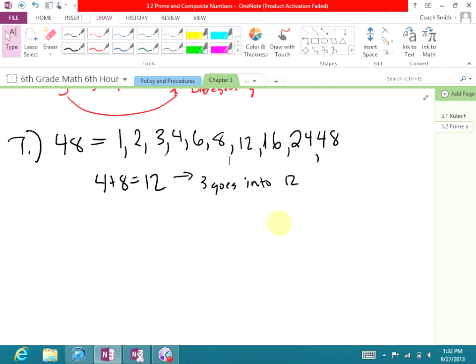Okay, I want you to do this one on your own. Number 8 is 51. I want to know all the factors of 51. Go through your test for divisibility. If you don't have them memorized, then look back at your notes or your book. I have mine memorized. When you think you have the answer, raise your hand.